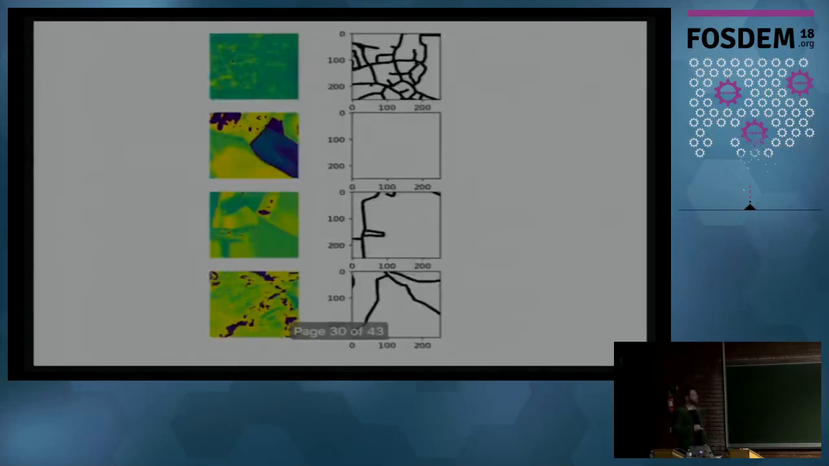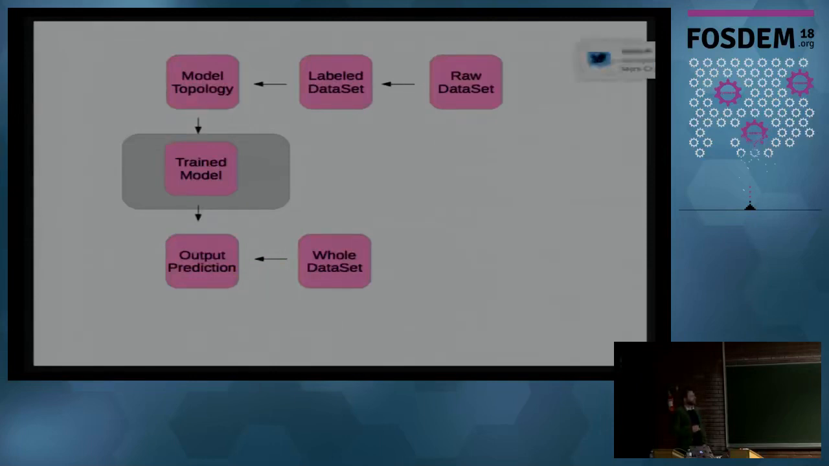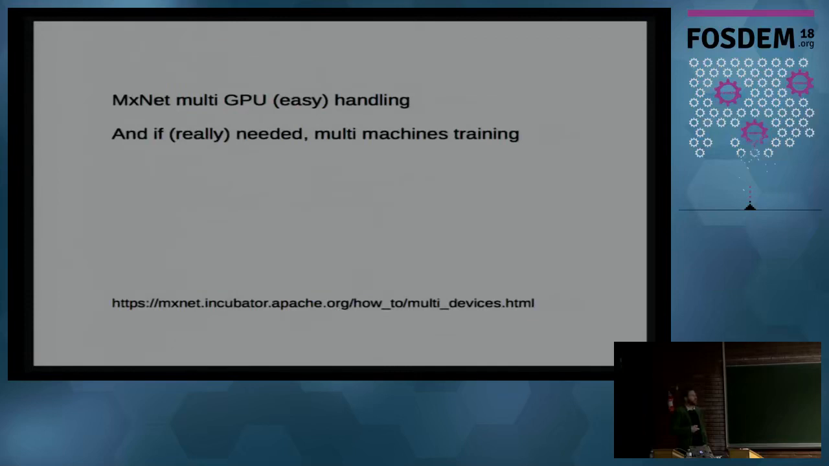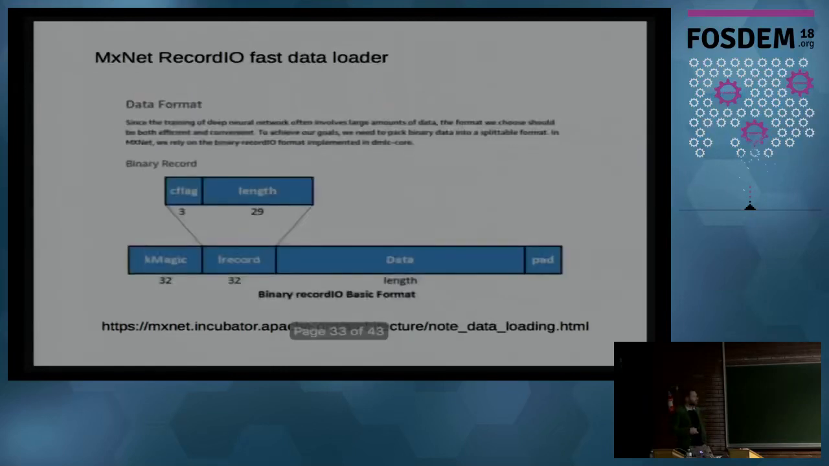your topology model. Once you create both your label dataset and your model topology, you have to train it. And MXNet is interesting because it is able to deal with multi-GPU and even if it's really needed with multi-machine on the training step. And there is also something interesting is its ability to use your dataset with both data and label in a binary encoding record IO file, and so to be able to parse them in a really fast way.